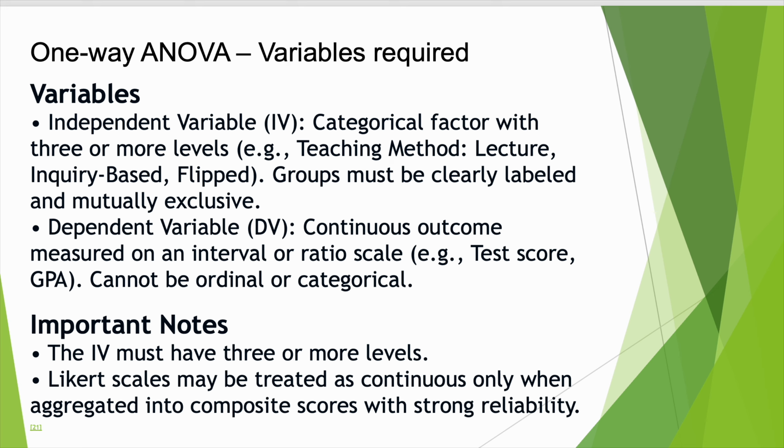So that could be lecture, inquiry-based, flipped classroom. That's a group of 3. It qualifies for an ANOVA. And then my dependent variable, again, has to be that continuous outcome that's either interval or scale.